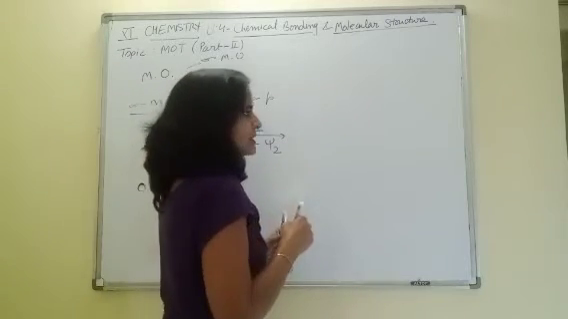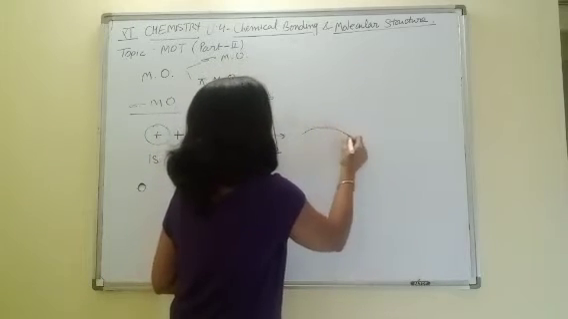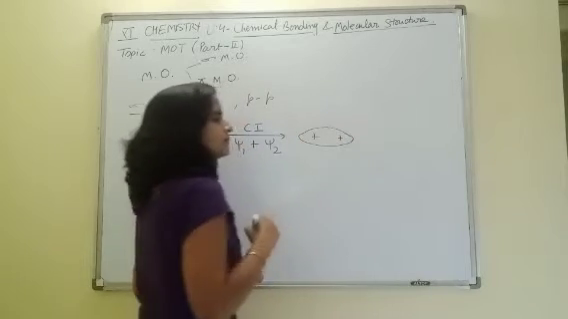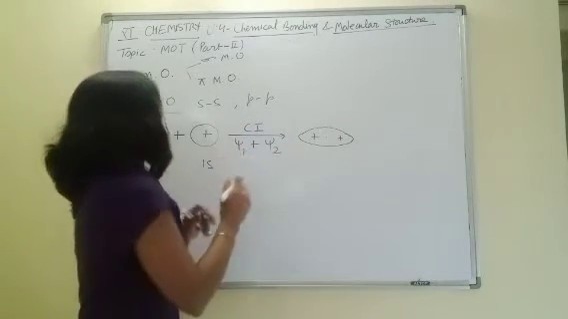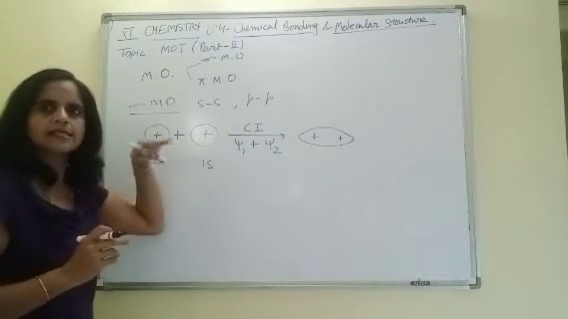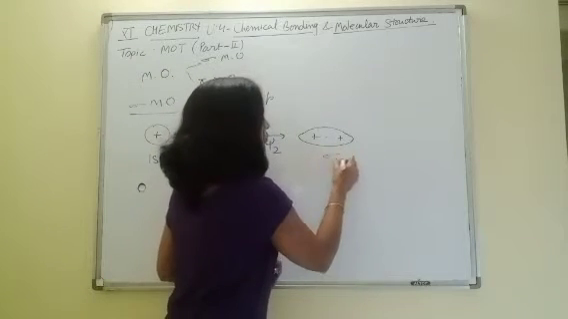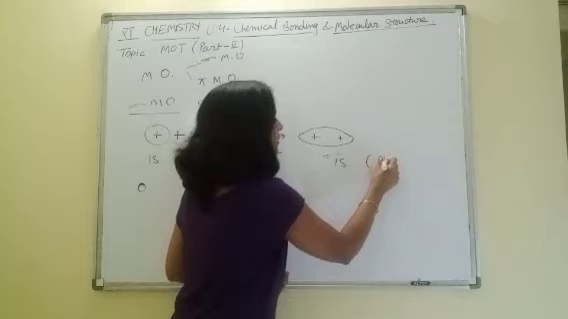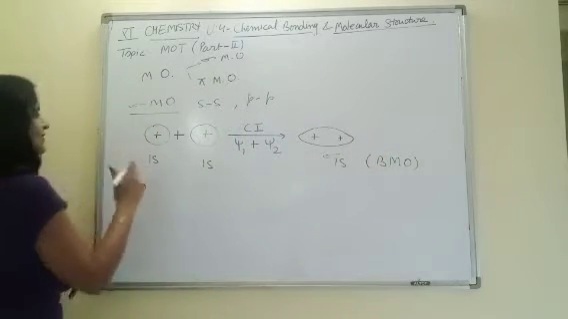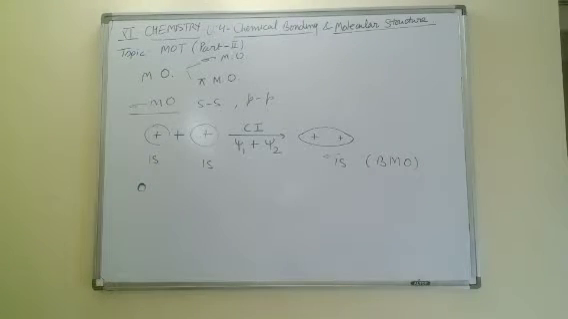So the representation of the bonding molecular orbital, we will represent it something like this. This is clear. This bonding molecular orbital, which is formed on the internuclear axis by head-on overlapping, we call sigma 1s. This is the bonding molecular orbital. Got it? Now the second one is the formation of the antibonding molecular orbital.